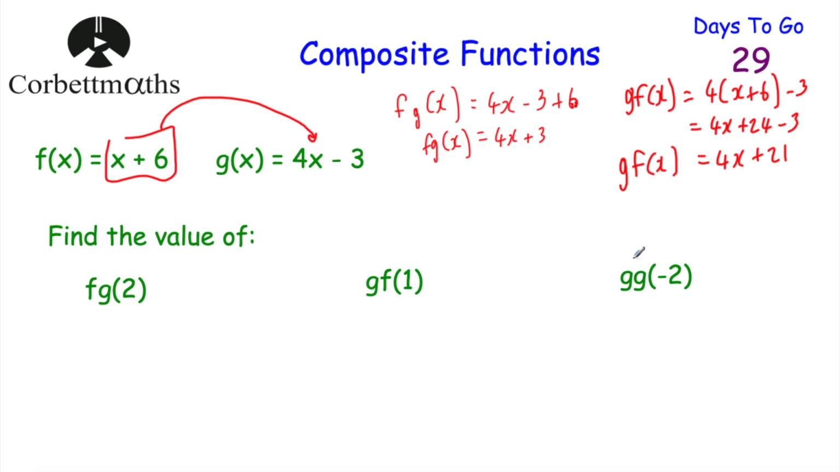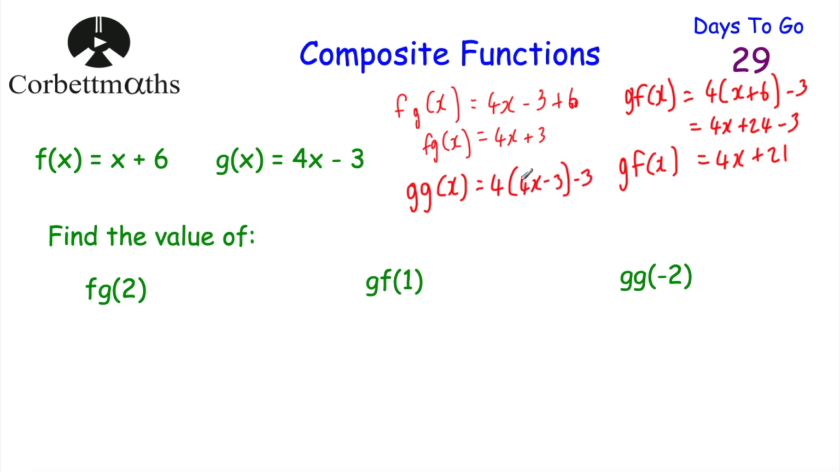And for this one, it'd be handy if we had gg of x. So if I wanted to work out the composite function gg of x, I would start off with x, I'd apply function g, that'll give me 4x minus 3, and then I'm going to apply function g again, so that means I'm going to replace the x in the 4x minus 3 with 4x minus 3, so it'll be 4 bracket 4x minus 3 close brackets minus 3. Expanding our brackets gives us 16x minus 12 minus 3, so that'll be 16x minus 15. So gg of x equals 16x minus 15.